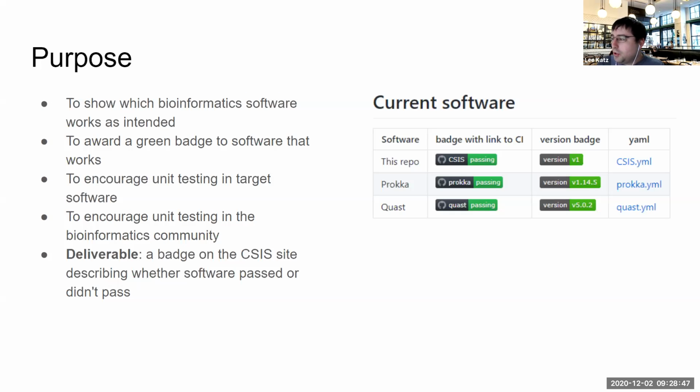All right, and so the purpose for this whole hackathon is to show which bioinformatics software works as intended, to award a green badge on our GitHub repo. These are our badges right now in the screenshot. It is to encourage unit testing and target software in your circles, in your teams, for yourselves, but also to encourage unit testing in the bioinformatics community. We want to spread that around. And we might even have a nice deliverable. This might be a nice GitHub repo to have in the future to give people an idea of which software works or doesn't work and why it works or doesn't work.